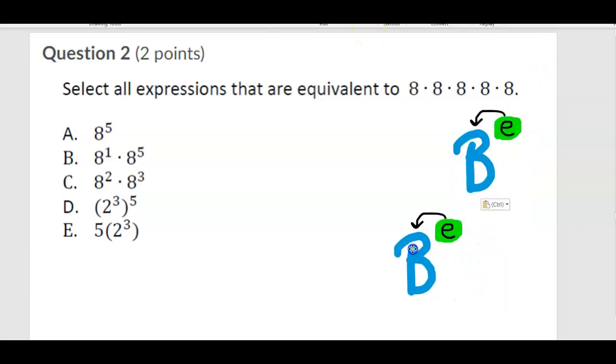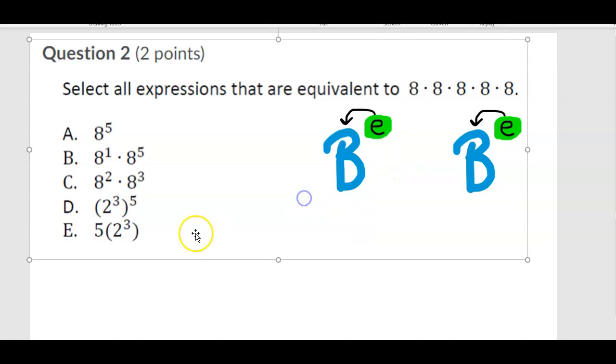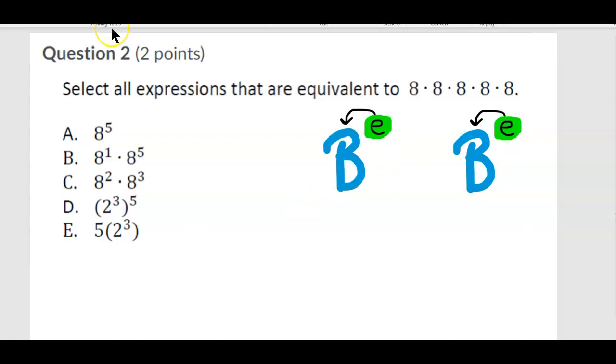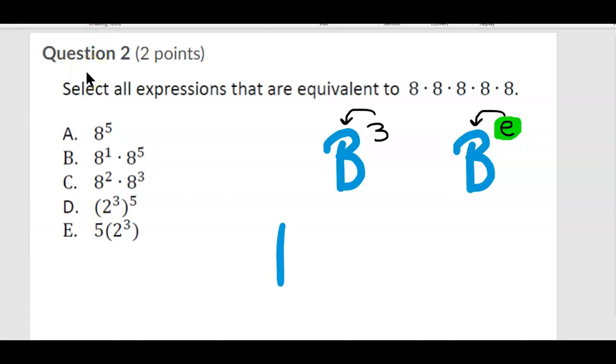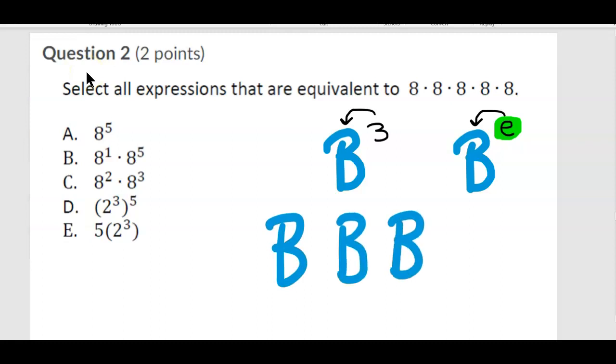There we go. So base. If that little number up there, instead of an E, you put a number, let's put, I don't know, a 3. That means we need 3 bases, whatever that base may be. Let's make this base. So we need 3 of them. 1, 2, 3. That's what it would be.